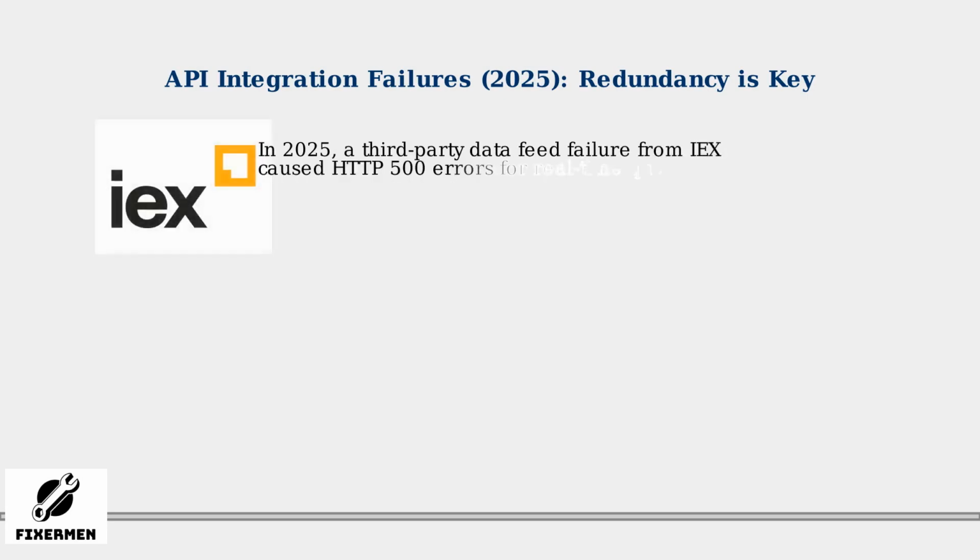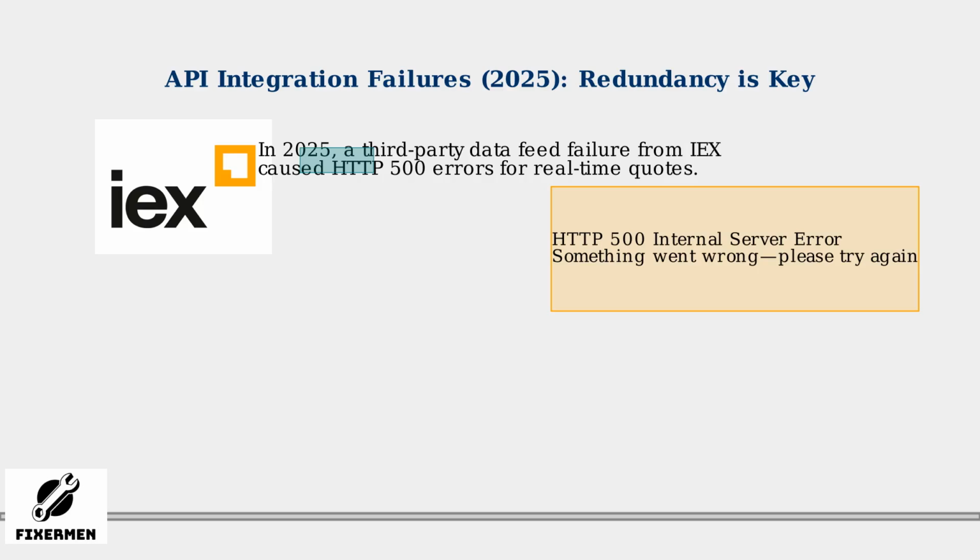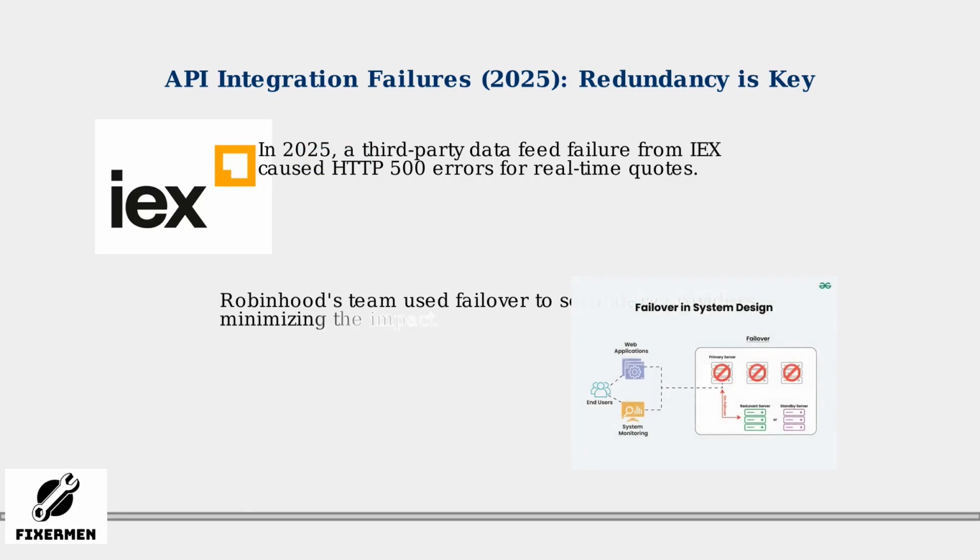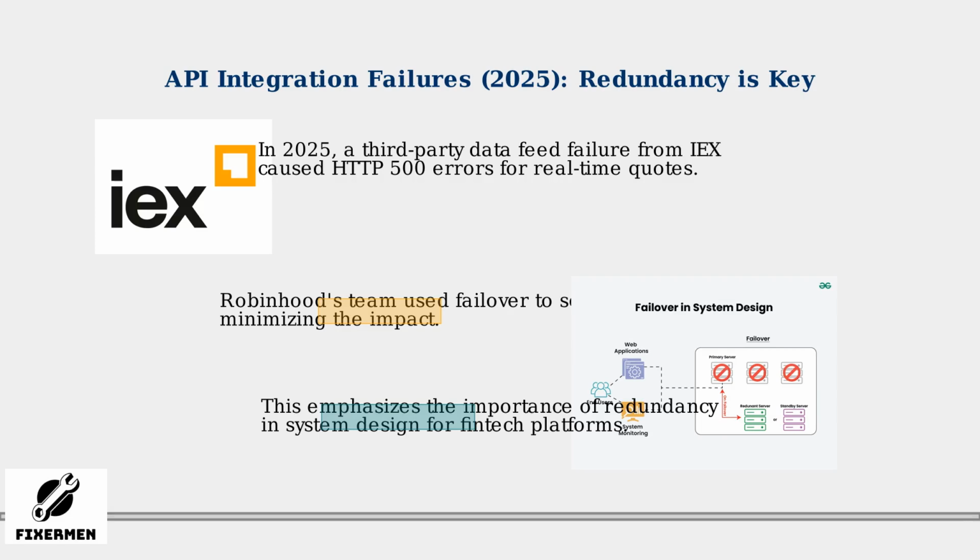API integration failures: in 2025, redundancy is key. A third-party data feed failure from IEX caused HTTP 500 errors for real-time quotes. When the IEX feed went down, users saw error messages instead of live market data. Robinhood's team activated their failover system, switching to secondary data providers and minimizing user disruption. This incident highlights the critical importance of redundancy in fintech system design.